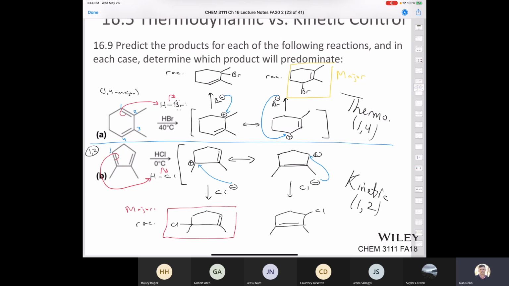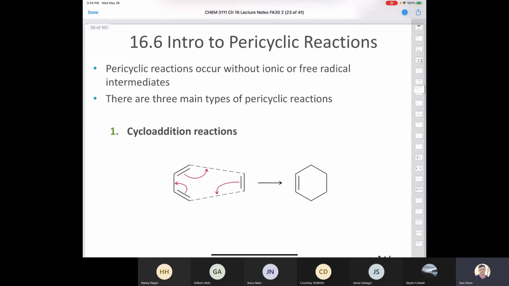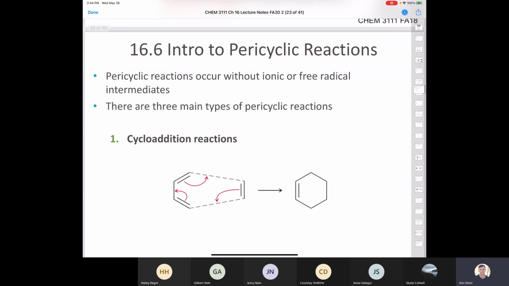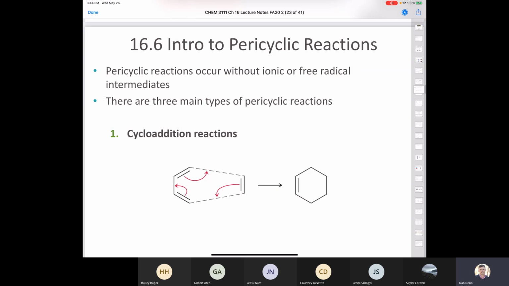There you have it. Well, with that, let's move on to section 16.6, which is an introduction to pericyclic reactions. We don't look at all the different types of pericyclic reactions in Chemistry 3111. However, they are all covered in the textbook. So if you want to take the time to be exhaustive and to read all of the chapter, even the sections that we're not going to necessarily cover, feel free to do that.